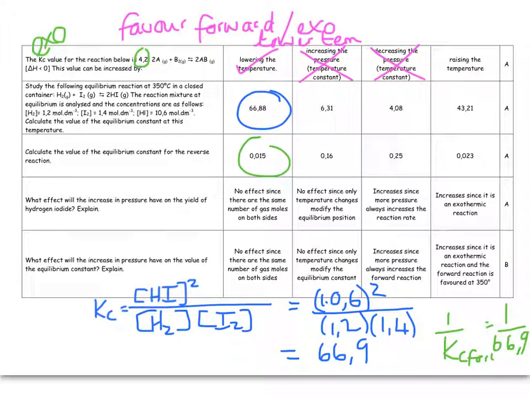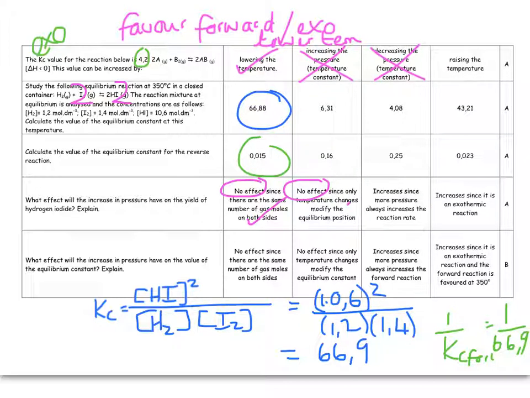What effect would an increase in pressure have on the yield of this particular reaction? Well, I have got 2 gas moles on the left and 2 gas moles on the right, so pressure is going to make no difference. So no effect is my correct answer, but why? Because only temperature changes the equilibrium position? No, only temperature changes the Kc value. The reason that this one doesn't shift is because there are the same number of gas moles on both sides.